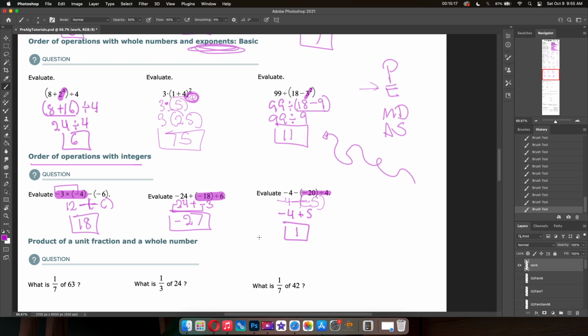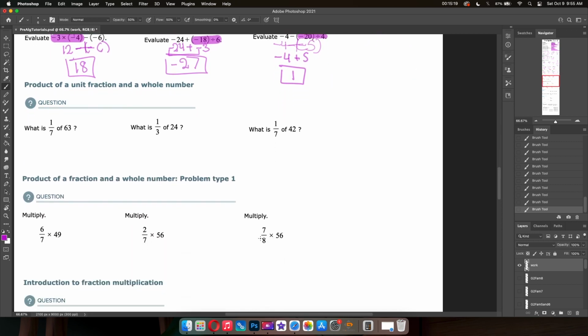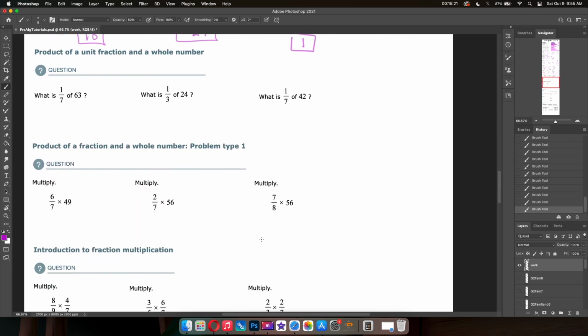And now we move on to the next thing, which is very specifically going to be talking about fractions. Again, we were talking about this in the last video. I no longer read that as a fraction. I read that as division. So what it's asking is, what is 63 divided by 7? And in this case, the answer is 9. What is 24 divided by 3? And the answer is 8.